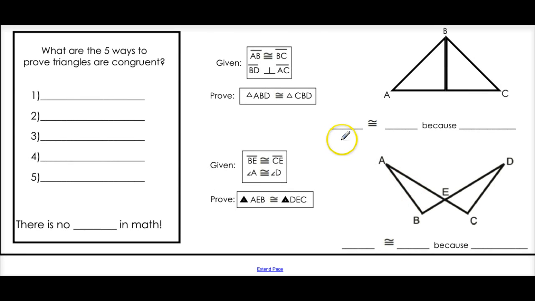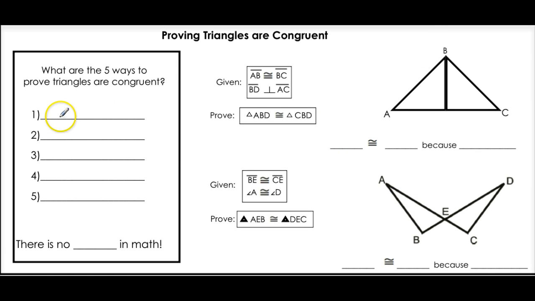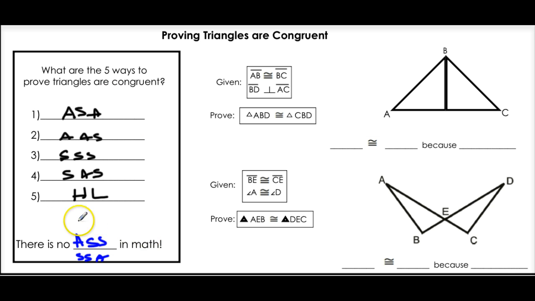Finally, proving triangles are congruent. There are 5 ways to prove they are congruent. There is angle, side, angle. There is angle, angle, side. There's side, side, side, side, angle, side. And the last one that people always forget, HL. Don't forget, there is no "ASS" in math, or S. There is no "ASS" in math. These are the 5 ways to prove triangles are congruent.